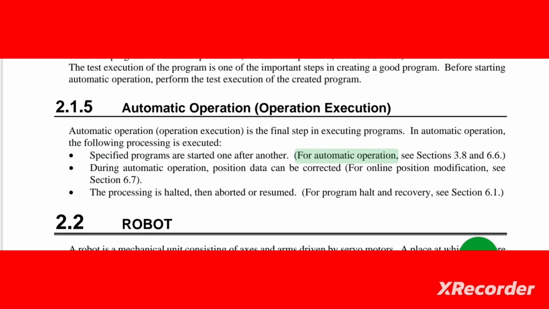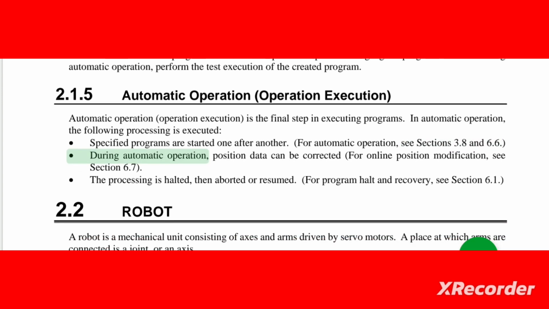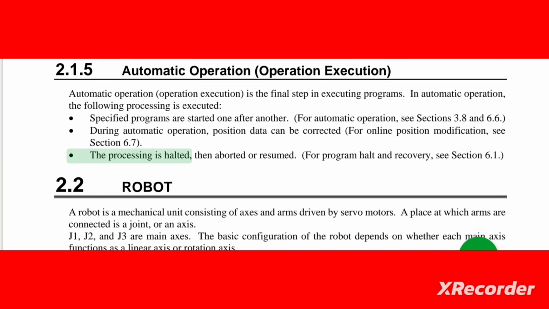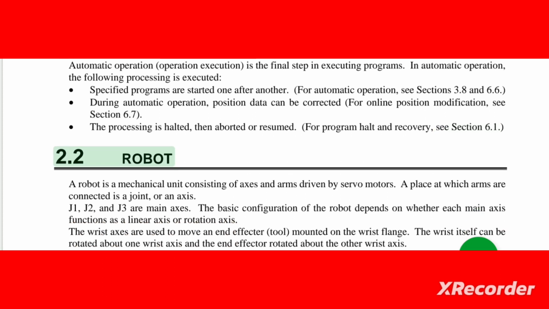For automatic operation, see sections 3.8 and 6.6. During automatic operation, position data can be corrected for online position modification. See section 6.7. The processing is halted, then aborted or resumed. For program halt and recovery, see section 6.1.